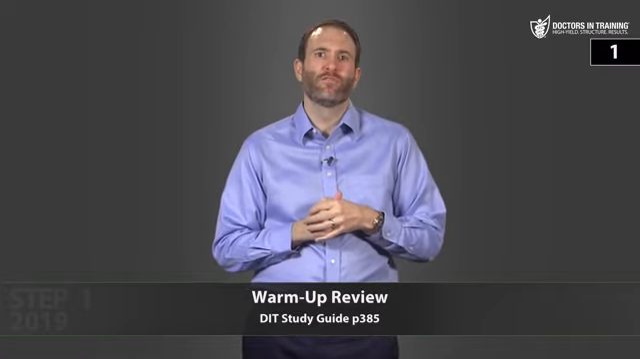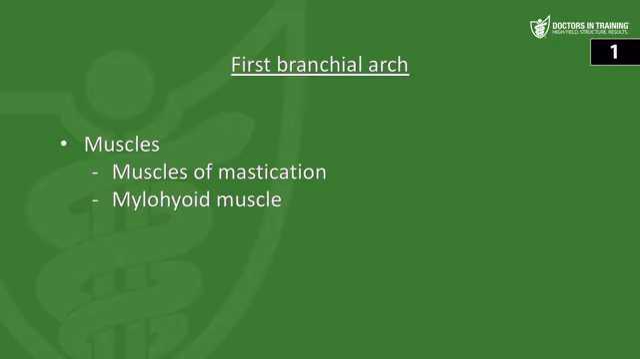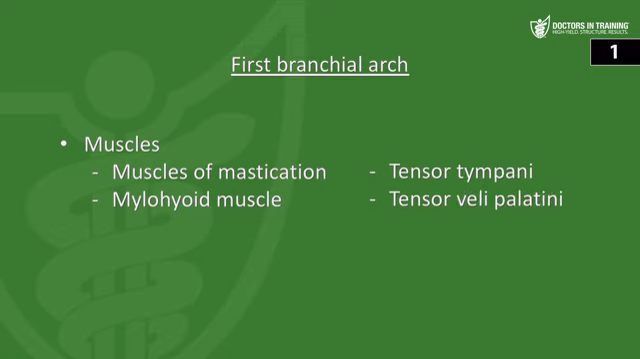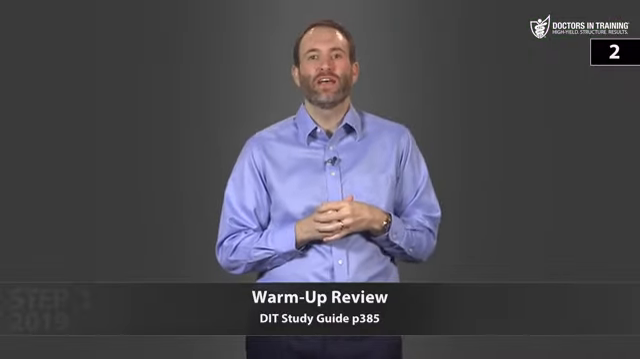Let's get going. Which muscles and nerves are derived from the first branchial arch? So the first arch is the M's and the T's, which makes it a little bit easier to remember that the muscles of mastication and the mylohyoid muscle come from that first arch. Also with the T here, remember the tensor tympani and the tensor veli palatini. And then for the nerves, again, remember the M's and T's for the maxillary and mandibular division of the trigeminal nerve.